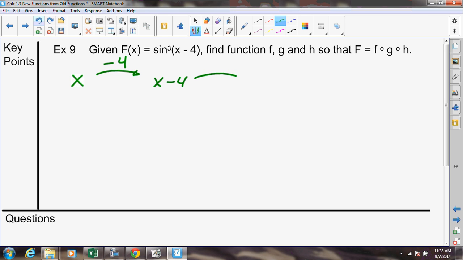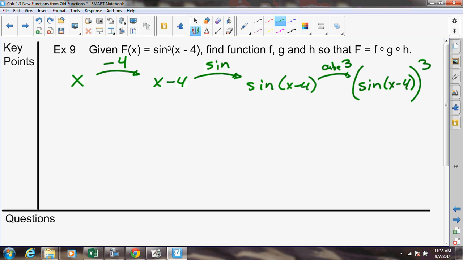Then, what's being done? The next part is taking the sine of the function, which gives us sine of x minus 4. What's the last thing that's being done? It's cubing. Because that gives us sine of x minus 4, cubed. Please keep in mind the notations. I have this part written down here where we have the whole big sine as a cube. There's an alternate notation for that, just because it's shorter and easier for computers to handle and type.